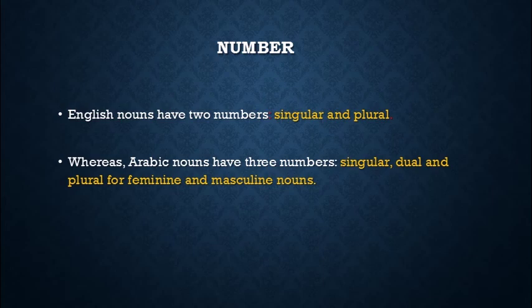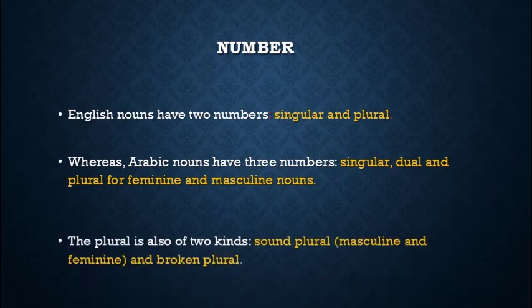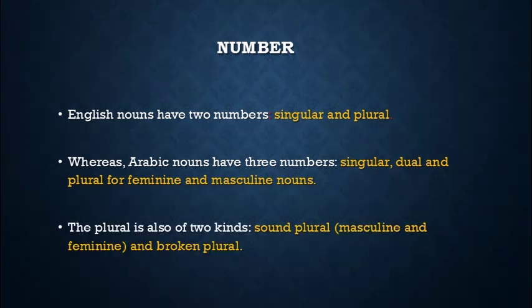As we saw in the previous example of معلم, the noun معلم, alright? So the plural is also of two kinds in Arabic, talking about Arabic: sound plural and broken plural. What is the difference between them?